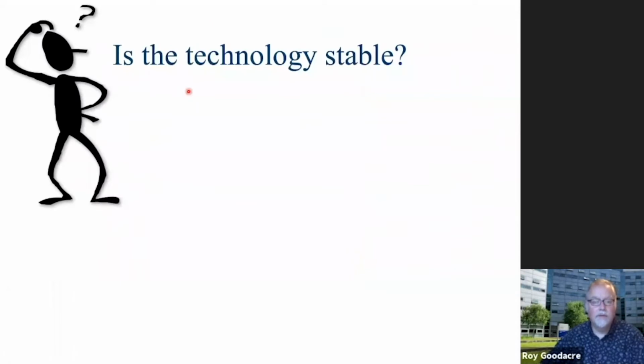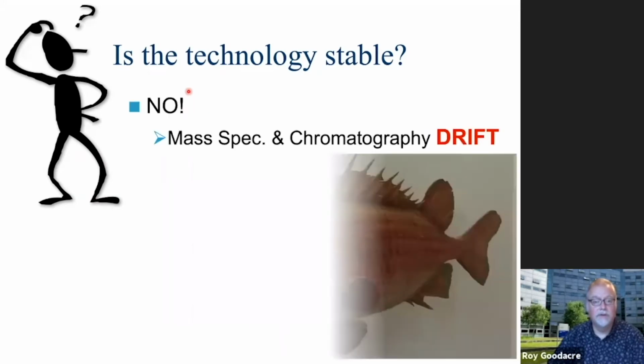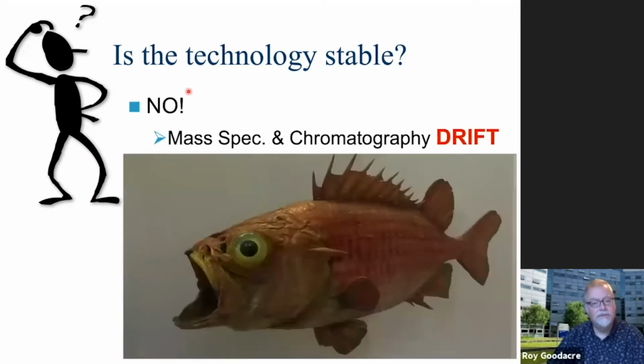You could ask the question, is the technology stable? When we started this, we of course thought it was, but of course it's not. The reason for this is that mass spec and chromatography drift. When you're using derivatization chemistry, you're basically having molecules interact with the solid phase on the chromatography, and this will be just the same for breath analysis. And of course, the mass spectrometry drifts. We weren't particularly surprised at this, but it does need to be overcome when you want to look at in the order of hundreds or thousands of samples.